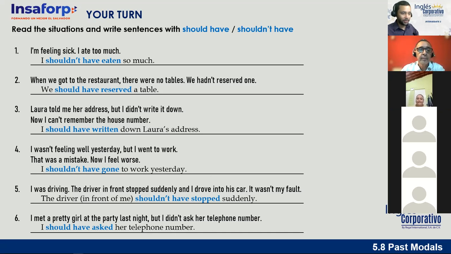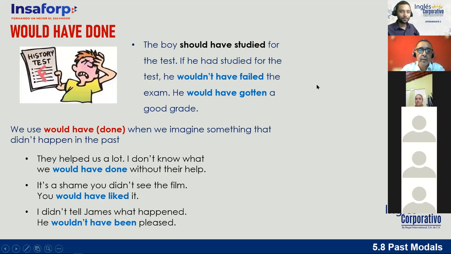Now, let's continue. We still have one more thing to study here and two more exercises to solve. Would have. I'm going to change the slide now. Would have done. Take a look. You see this boy? He got an F in history. Okay. As I explained yesterday, F means fail. Aplazó el examen. So fail.